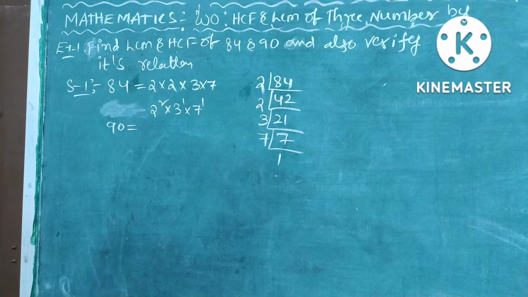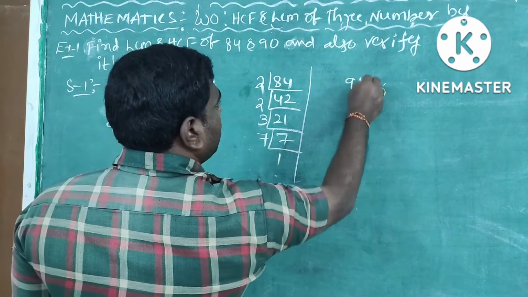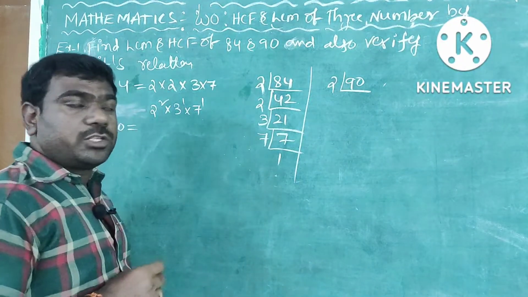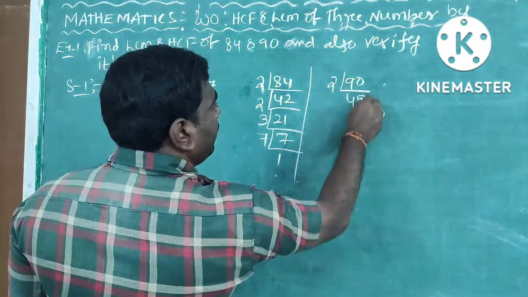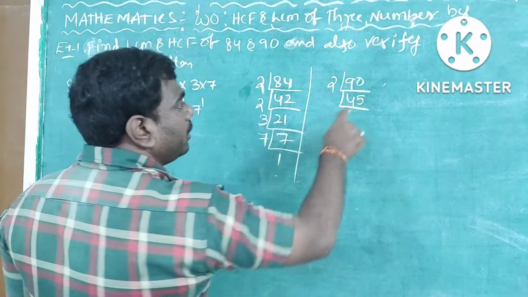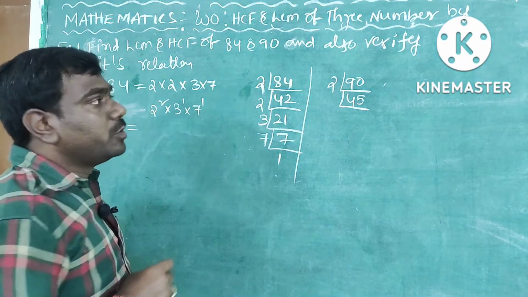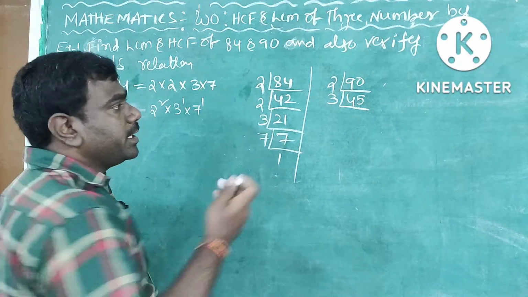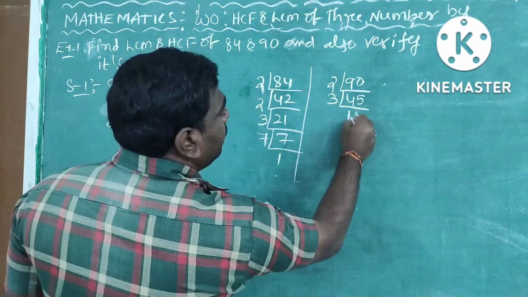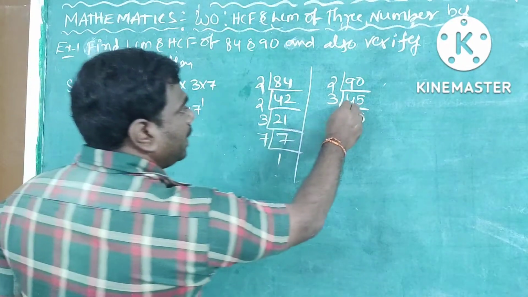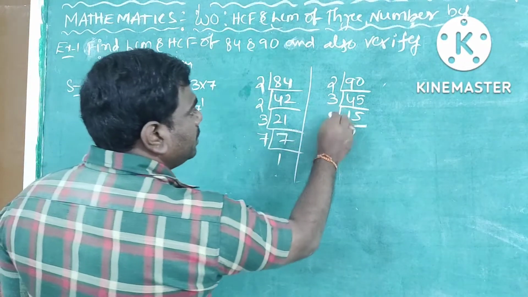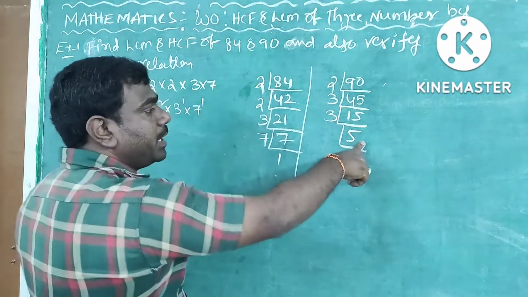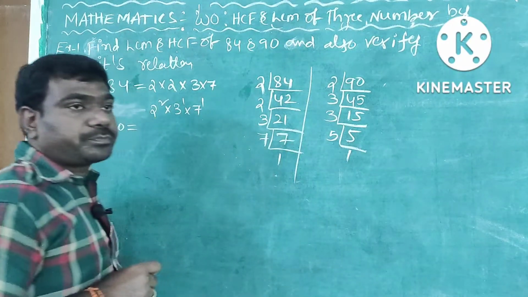Now 90. How to find the prime factorization of 90 by the long division method? 90 is divisible by the smallest prime number, 2. Yes, 2 45s are 90. Again, is 45 divisible by 2? No. Take the next prime number, 3. Yes, 45 is divisible by 3: 3 15s are 45. Again 15 is divisible by 3, so take 3 again: 3 5s are 15. 5 is a prime number, divisible by itself.